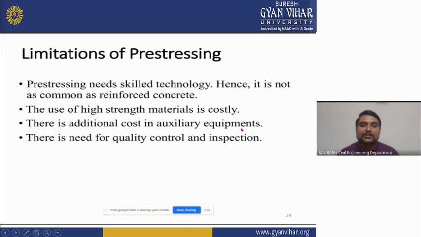Now we will see the limitations of prestressing. There are also many limitations of prestressing. Prestressing needs skilled technology, hence it is not as common as reinforced concrete. The use of high strength material is costly. There is additional cost in the auxiliary equipment. There is a need for quality control and inspection.